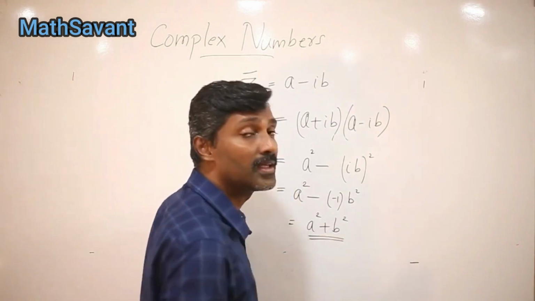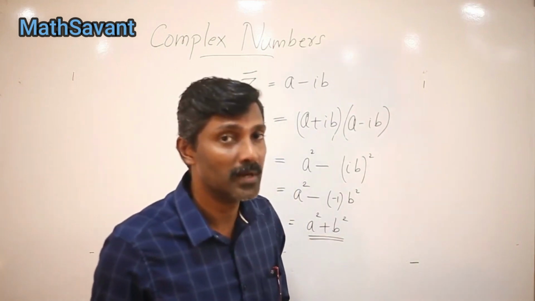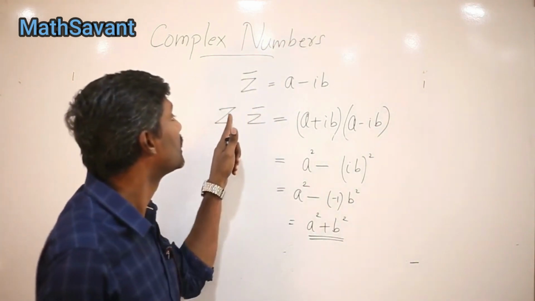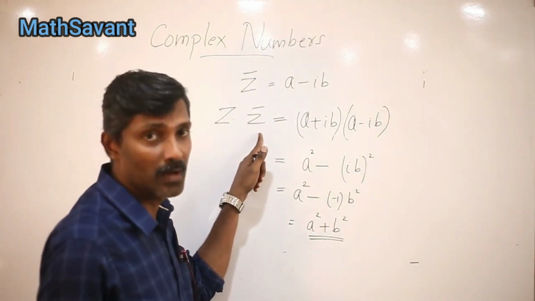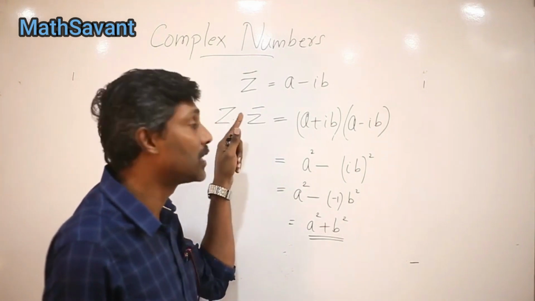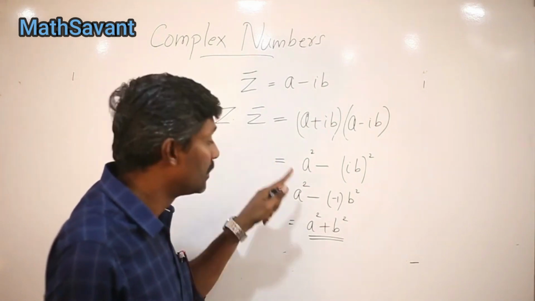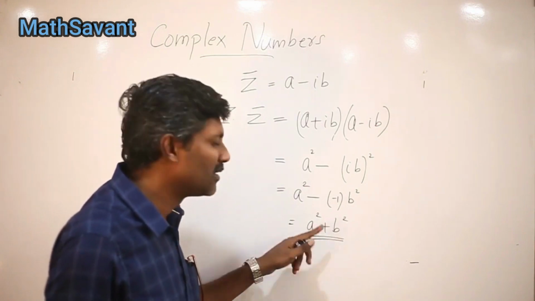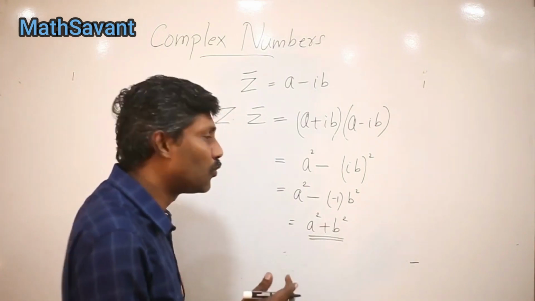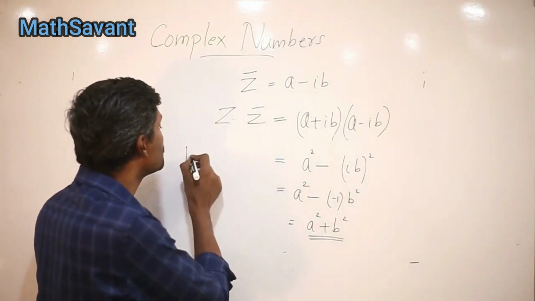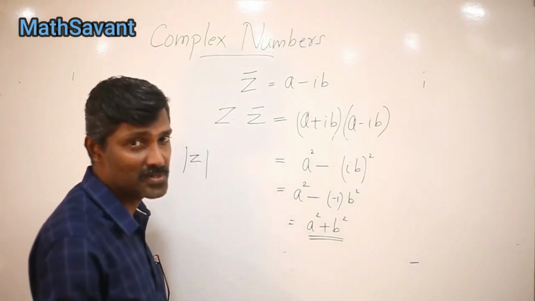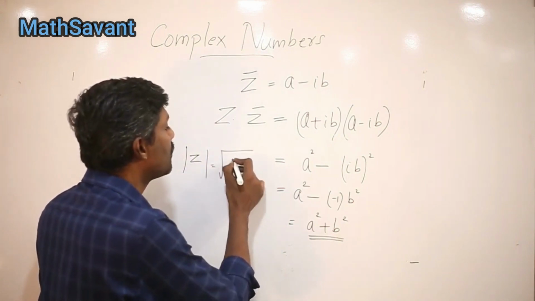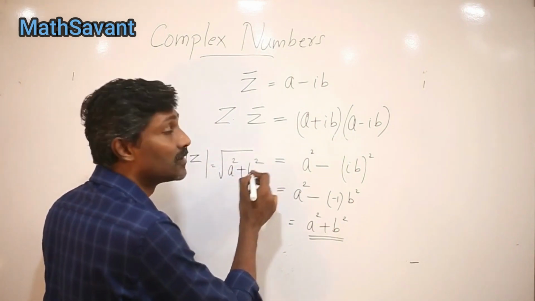Now this is a very important result that you need to remember. Very important when you solve the problems. So z into z bar, or a complex number multiplied by its conjugate, the value is a square plus b square. Now I've already told you what is the value of modulus of z. What is modulus of z? That was square root of a square plus b square, right?